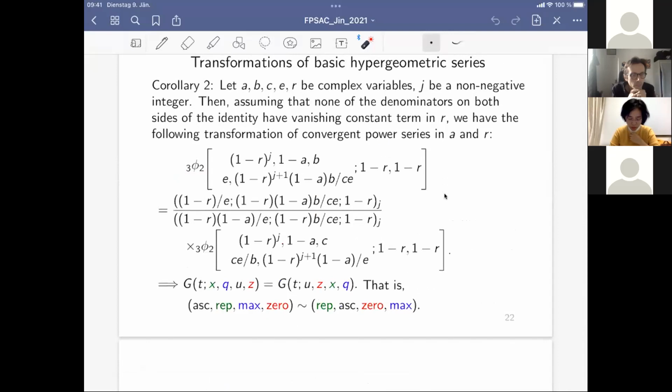That is, X and U interchanged and Q and Z interchanged at the same time. Then we come to this, it is the same.